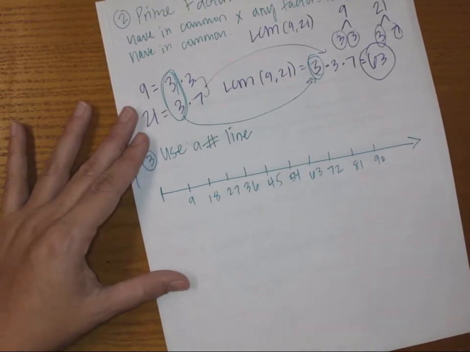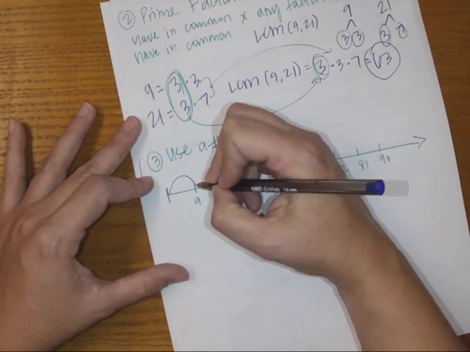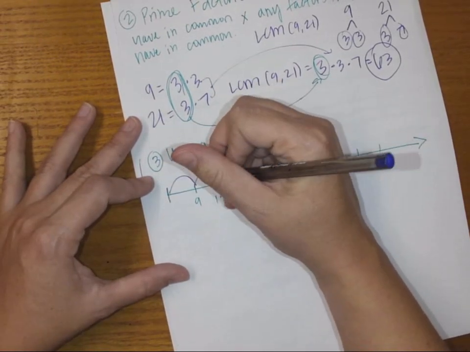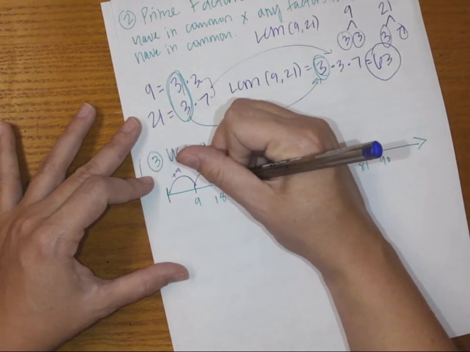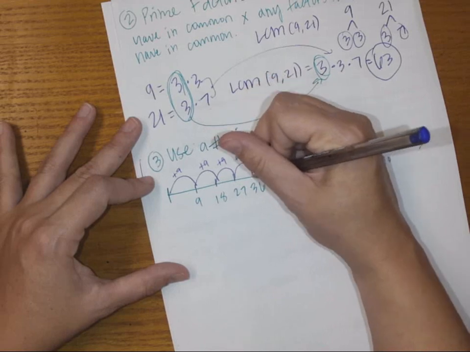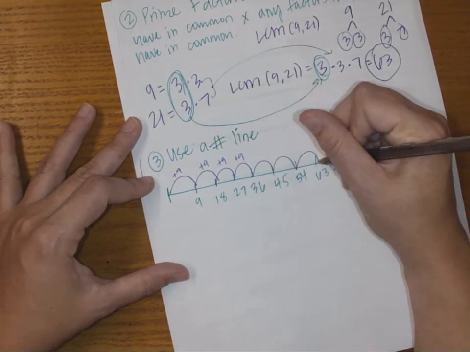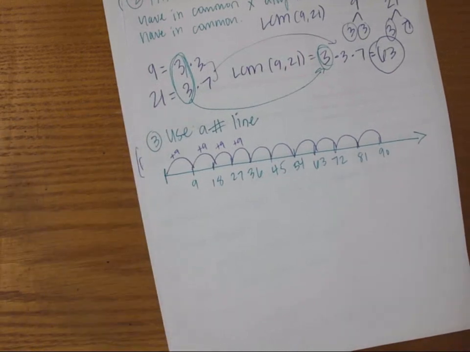I know that for 9, these are my multiples, because 9 times 1 is 9, right? 9 times 2 is 18. 9 times 3 is 27. 9 times 4 is 36. So on and so forth. So these are all my multiples of 9.